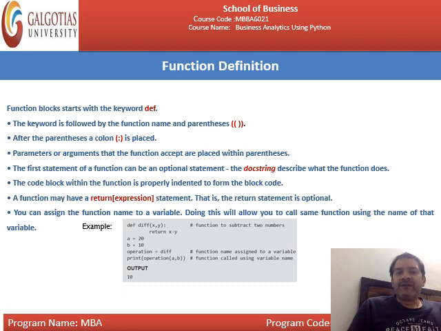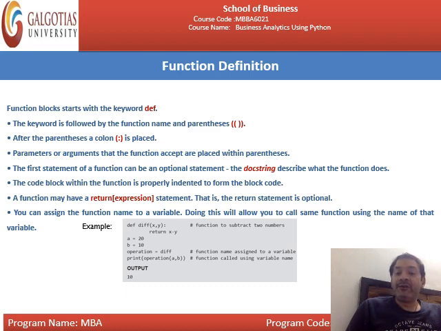Now, the first statement of a function can be an optional statement, that is, a docstring describing what the function does. What have you written over here? Return x minus y. The function name is difference, and you have written it as diff. It is not mandatory that each and every time you should write the documentation. Then the code block within the function is properly indented.